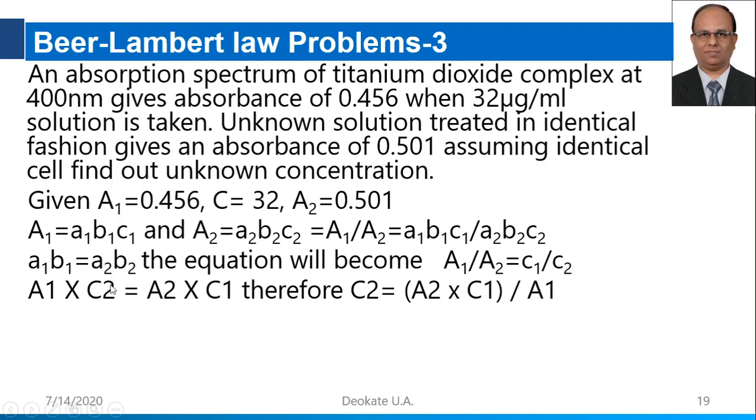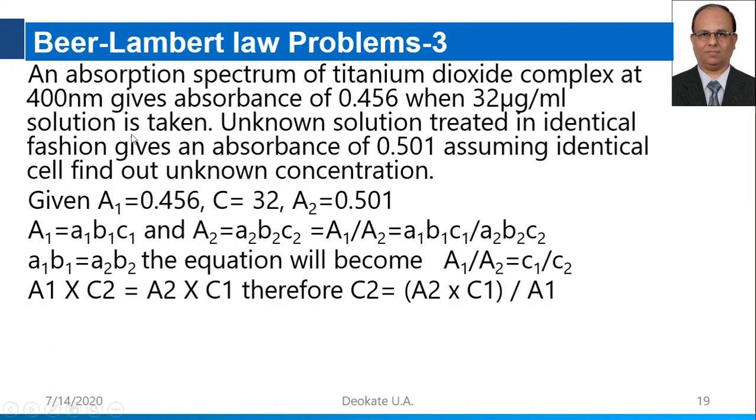If you want to calculate the concentration of the unknown C2, we can modify this equation again. C2 equals A2 into C1 divided by A1. This A1 will be getting divided on this side. So you will have this new equation: C2 equals A2 into C1 upon A1.